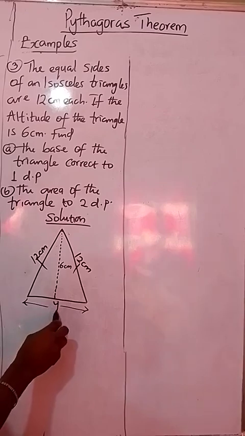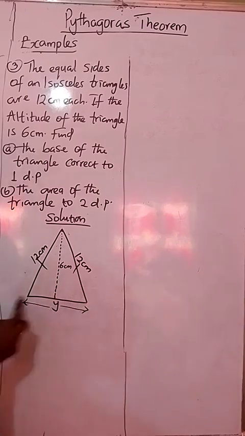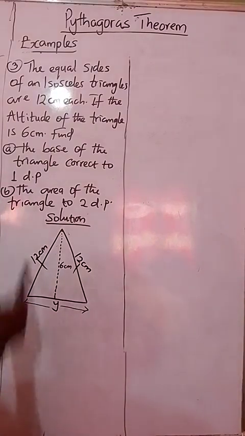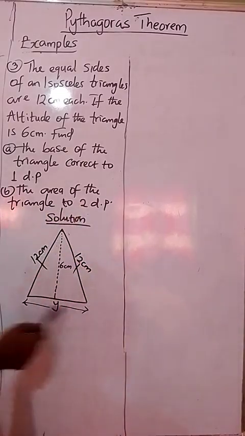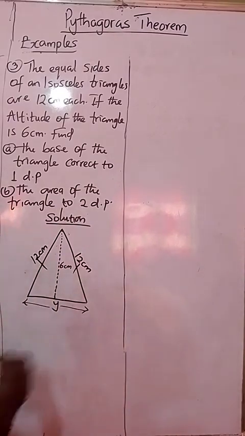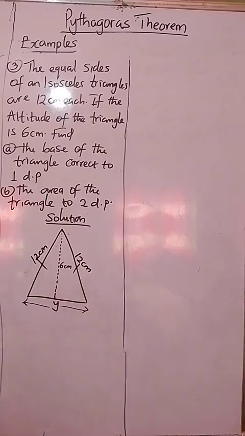So let's say the base is y. So we have to find the base. Remember, we are still going to find the area. Area of the triangle is half base and height. So the base of the triangle is this. So we have to find the base of this triangle. So we have to find y.